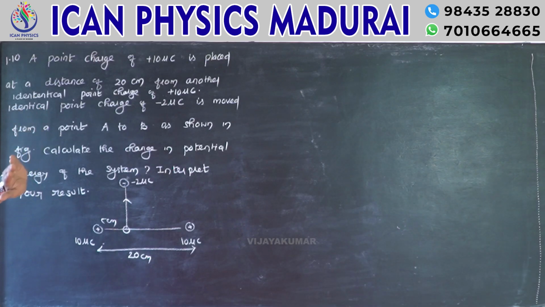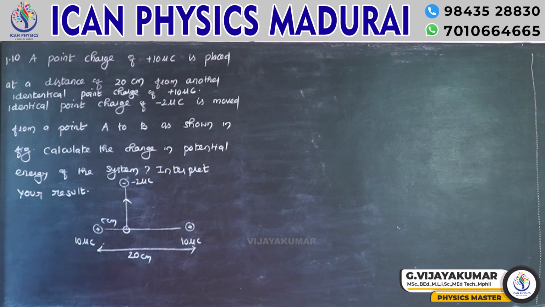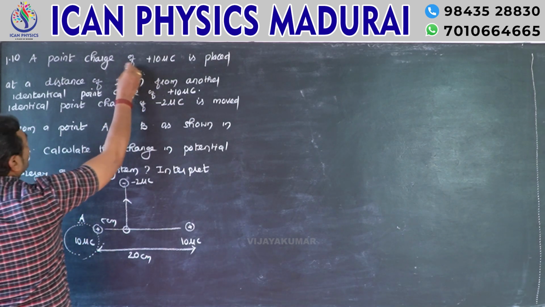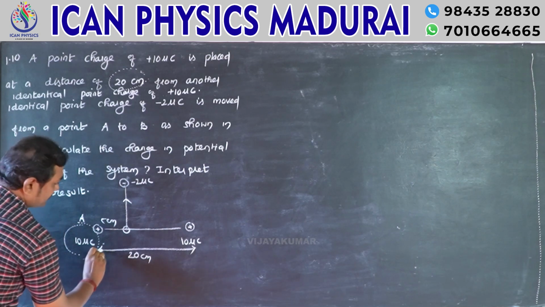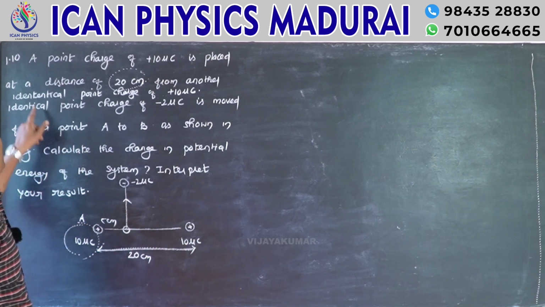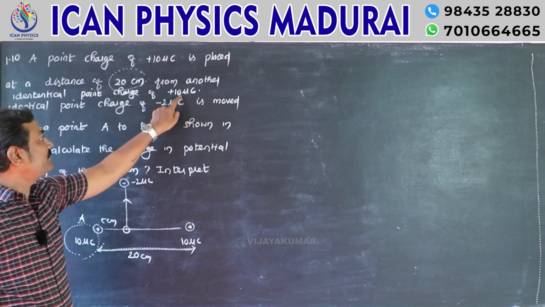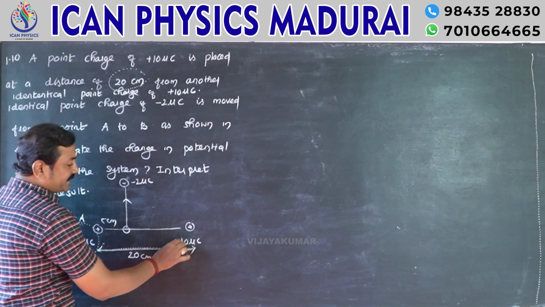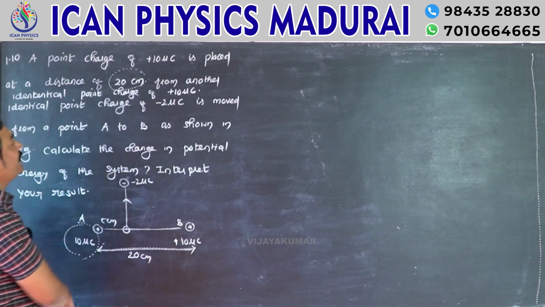A point charge of plus 10 microcoulomb is placed at A, at a distance of 20 centimeter. Another identical point charge of 10 microcoulomb, so it may be B.